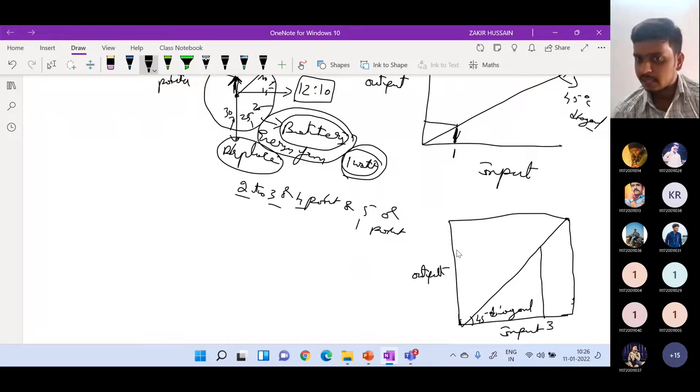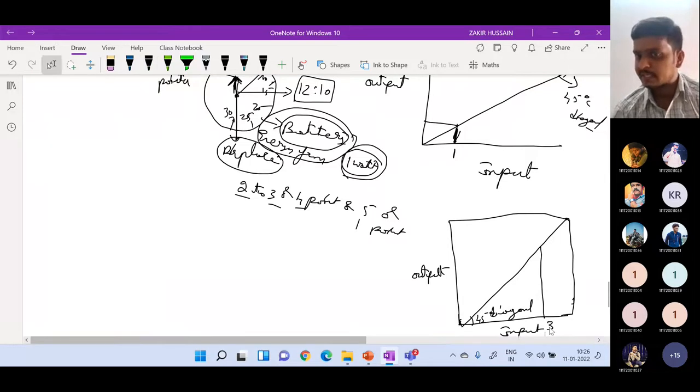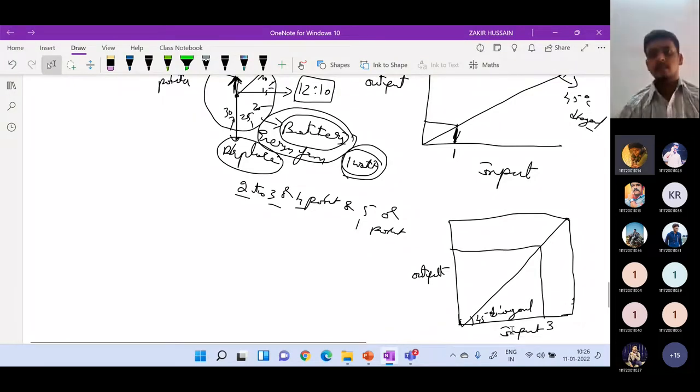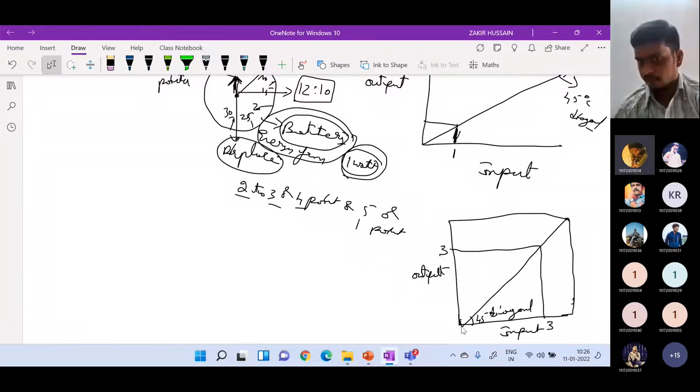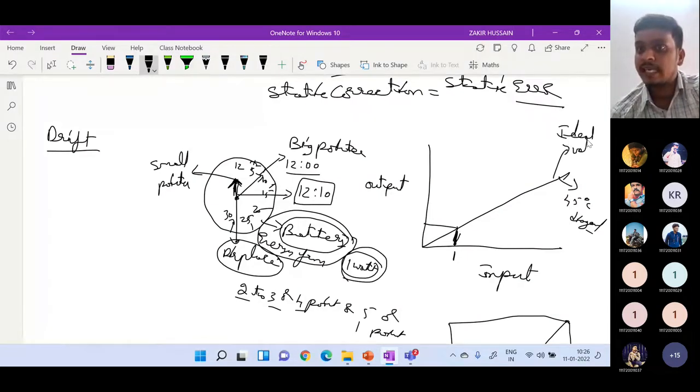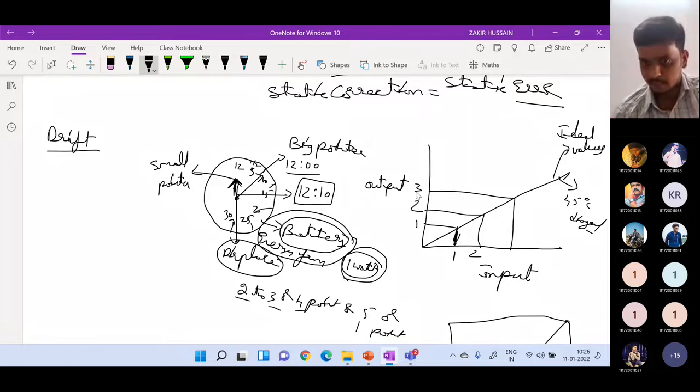Can anybody say what the reading is on the y-axis? The x-axis input reading is 3. If it is crossing through this diagonal, what is the reading in the output? It will also be 3, sir. Why? Because it is a 45 degrees diagonal. So ideally, this 45 degrees diagonal is the ideal instrument reading. If it is 1, it is also 1. If this is 2, it is also 2. If it is 3, it is also 3.